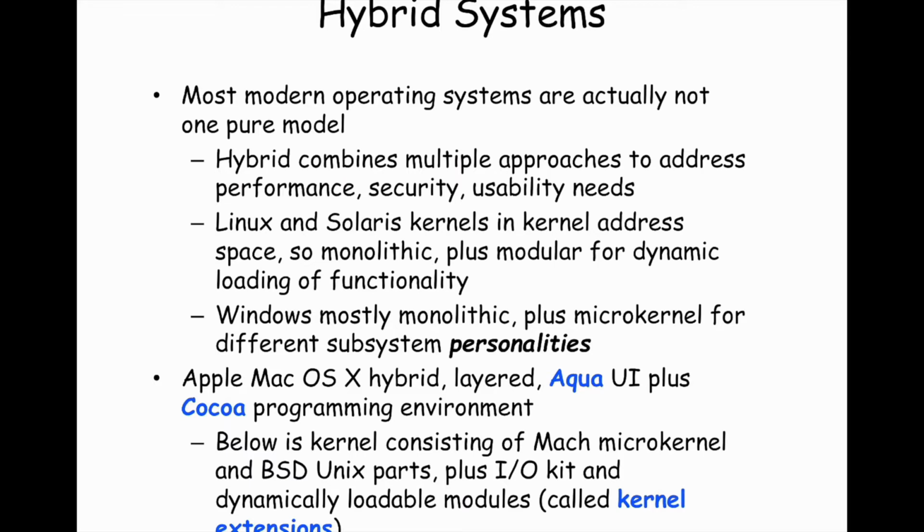Linux and Solaris in the kernel are in the address space. They're monolithic, but they also use dynamic loading of kernel modules. So they're monolithic operating systems with kernel modules. Windows is mostly monolithic, but you have microkernel-like personalities, as they call it, services for different subsystems. Mac OS is also hybrid. It's layered, but you also have microkernel-like features for Mac OS.